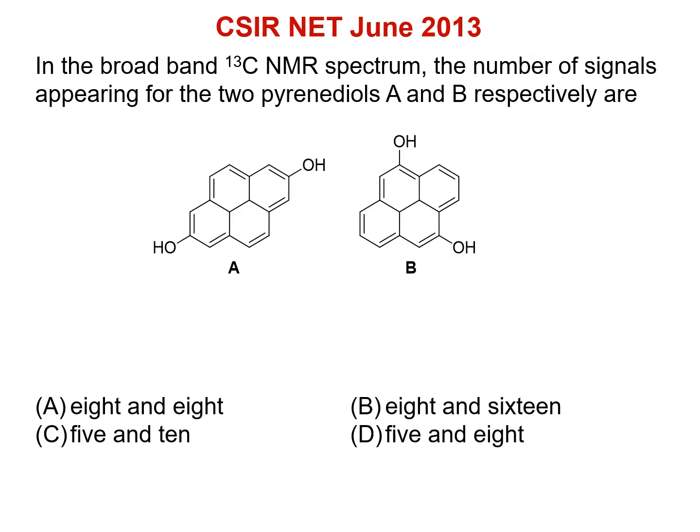Let us consider the next example. In the broadband C13 NMR spectrum, the number of signals appearing for the two pyrindiols A and B respectively are... Structures were given as well as 4 options. To find out the number of signals for this molecule, let us first find out the symmetry elements present in the molecule.